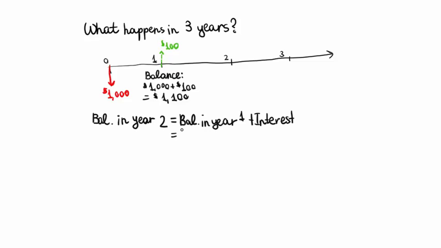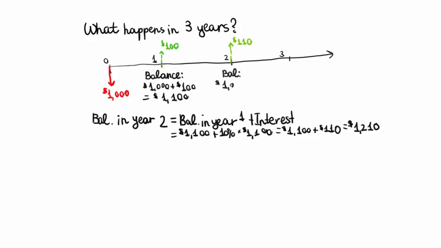What is the balance in year 1? That's $1,100. What is the interest? Well, the interest is 10% of $1,100, which is $110. So our final balance in year 2 is $1,210.